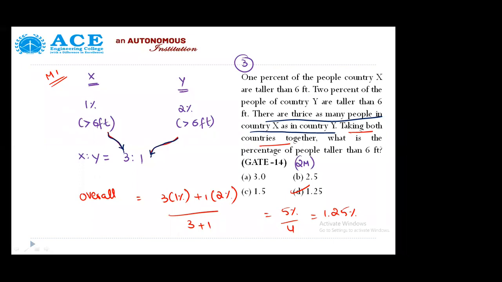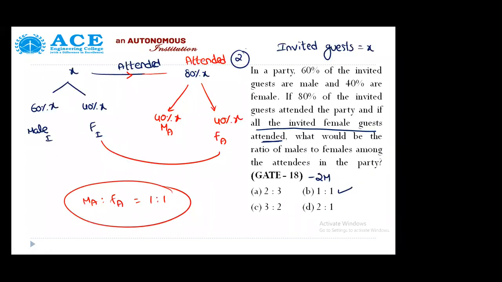In fact, for the previous question, the second question also, you can assume and do it. For the previous question also, invited guest, you can take 100. This is 80, this is 40 and 40, 1:1. In percentage questions, when a value is unknown, you can consider some number and proceed. Here also you can take 1:1 and do it like that.